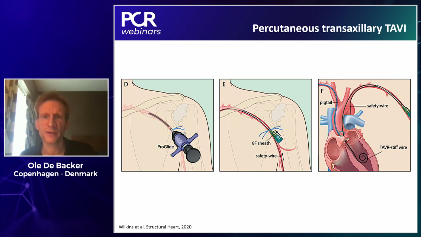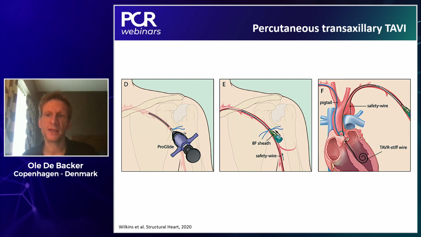Then afterwards, of course, we just use 2 ProGlides or ProStyles. And after these 2 ProGlides, we place our 8 French sheath. It's important you don't go for a bigger sheath yet, because you want to have some space still to come with your safety wire from the radial access. Then the safety wire is placed in the abdominal aorta, floating around the level of the renal arteries, for example. That's typically a 0.018 wire. I like to use a platinum wire for this because it has a floppy end and still enough stiffness in the body of the wire.